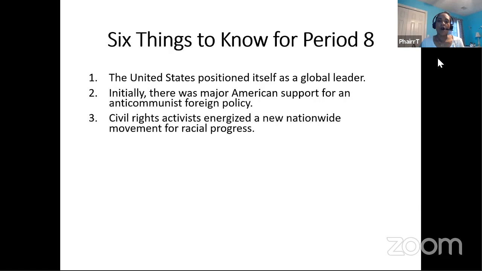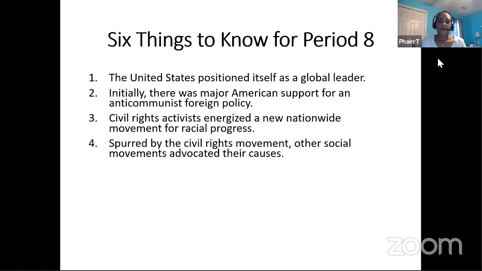We're going to be looking at whole organizations like SNCC. We're going to be looking at CORE. We're going to be looking at the SCLC. How did that new movement make it a nationwide thing? What was different from the late 1800s up until now?